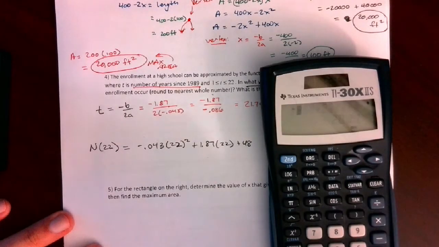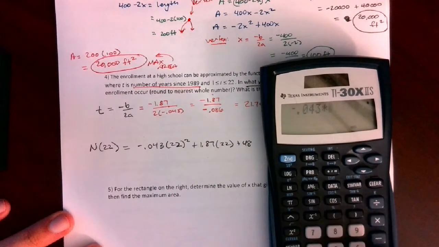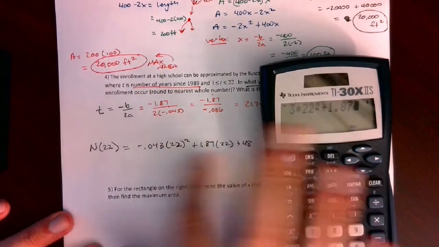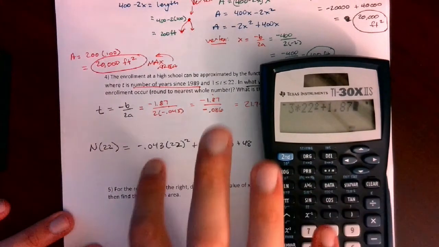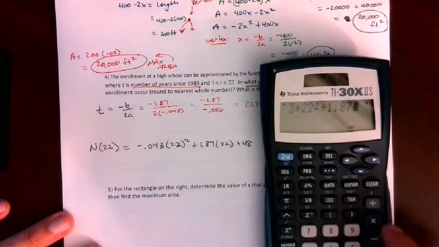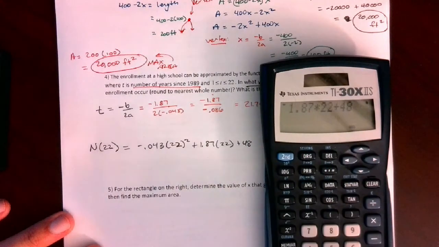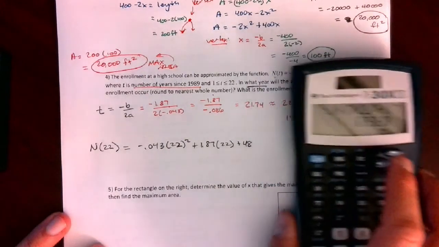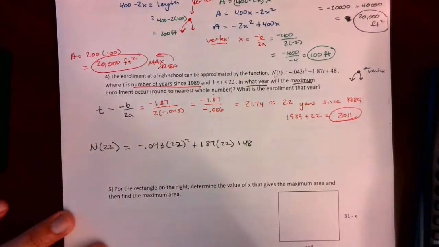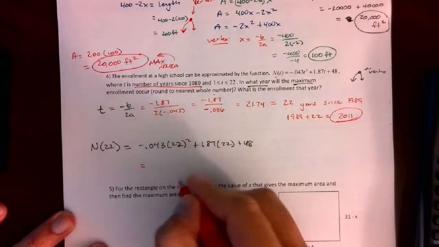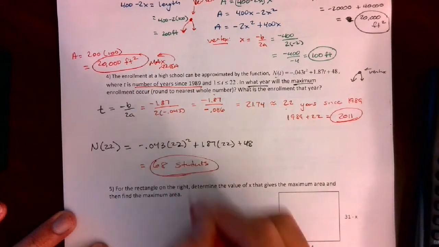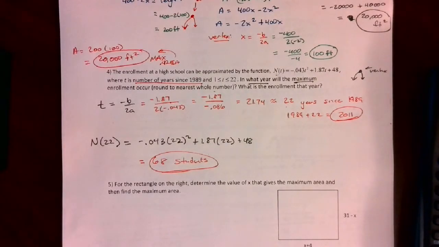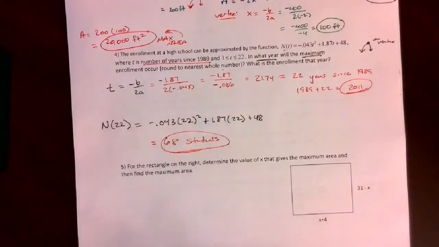In this case, I can just substitute in the values as I see them. If your calculator does not display everything on the screen, you would need to type these in using order of operations, finding each piece and then multiplying through and adding. So we got negative 0.043 times 22 squared plus 1.87 times 22 plus 48. And I get 68.328, and we're rounding to the nearest whole number, so this is going to be 68 students. So the maximum enrollment for that high school will be in 2011 with 68 students. So it's a small school.